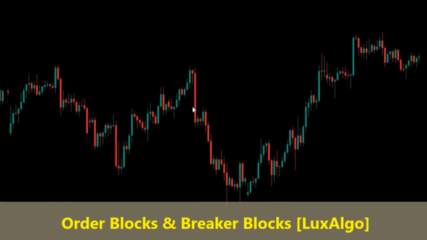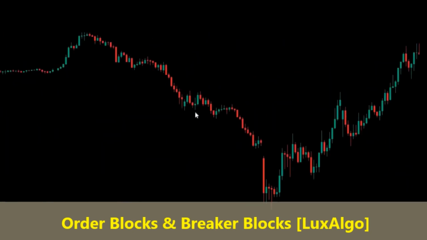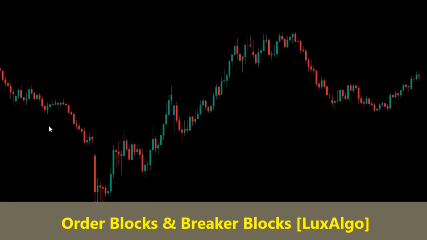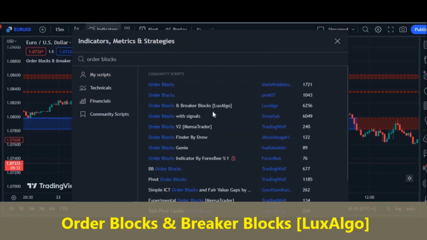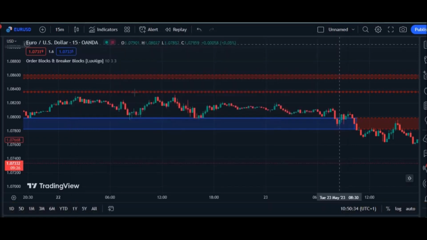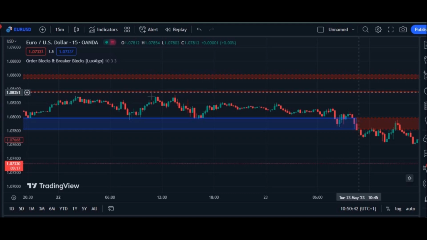Okay, so guys, the only thing you really need is a TradingView account. The indicator is super free, so just click on Tradingview.com. Once you click on Tradingview.com and the indicators, you're just going to type order blocks and breaker blocks by Lux Algo. Click on it. Once you click on it, this is how it's actually going to appear right on your chart. So guys, as you can see, this indicator comprises of very many things that you can see highlighted in different colors, actually dashed.